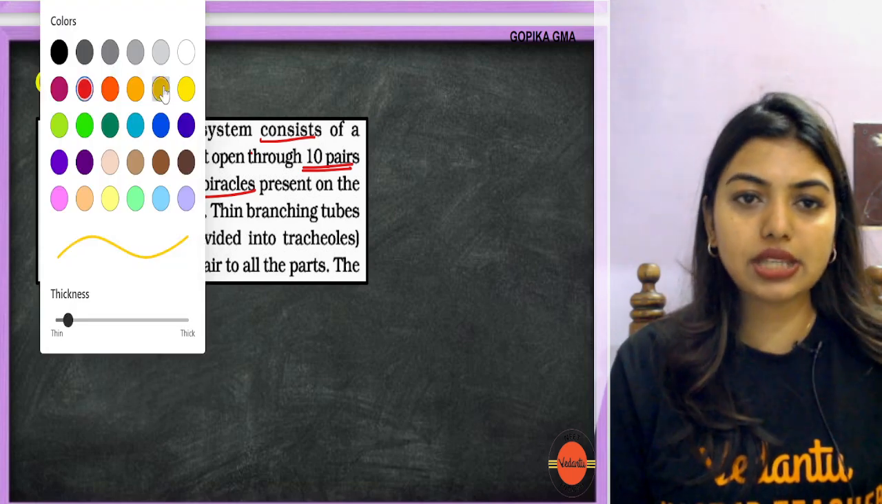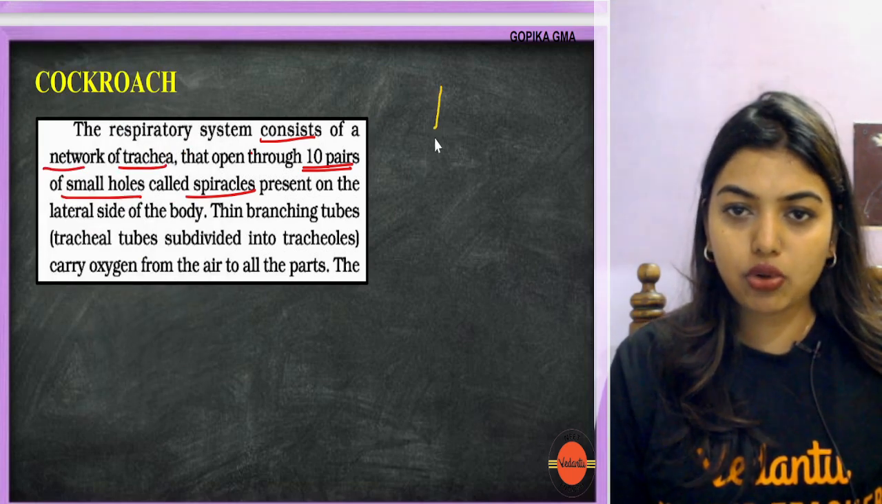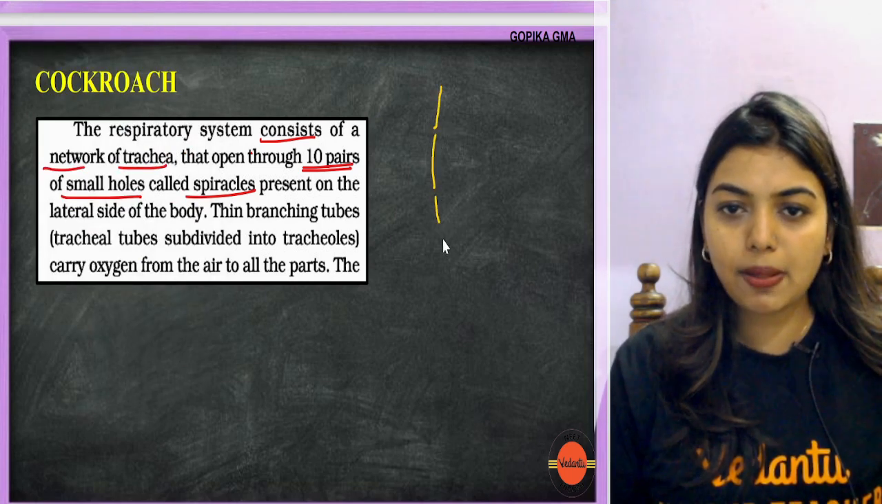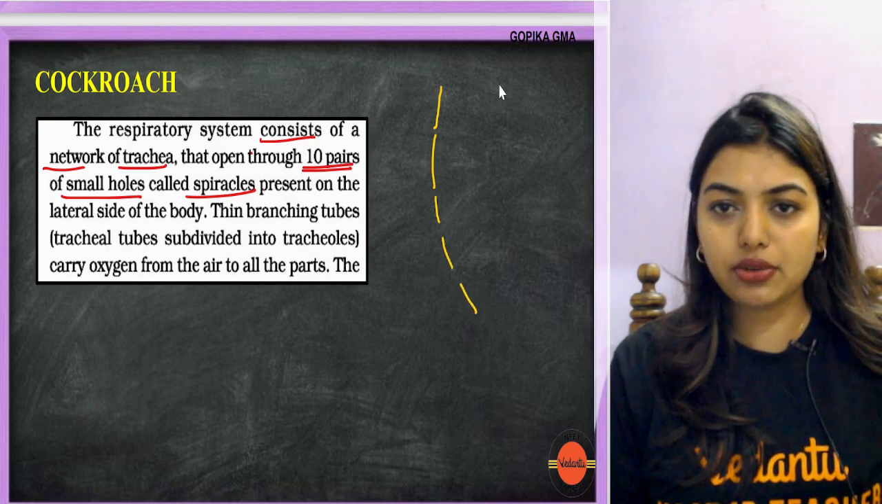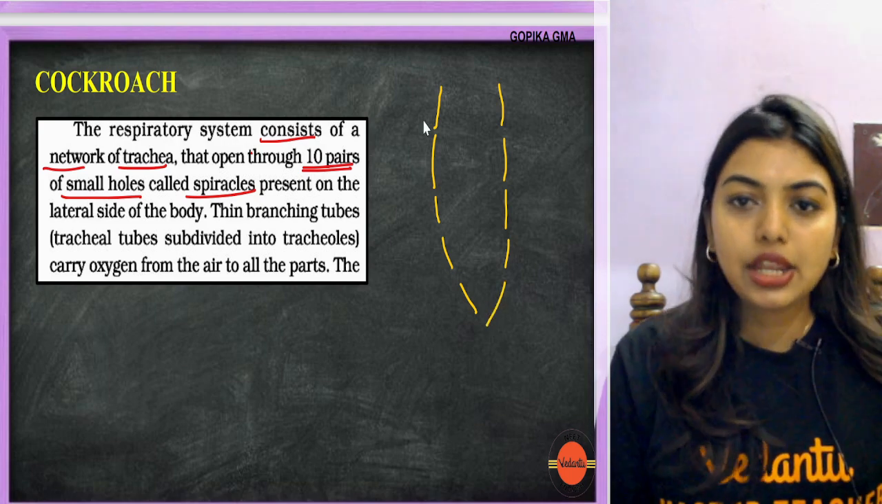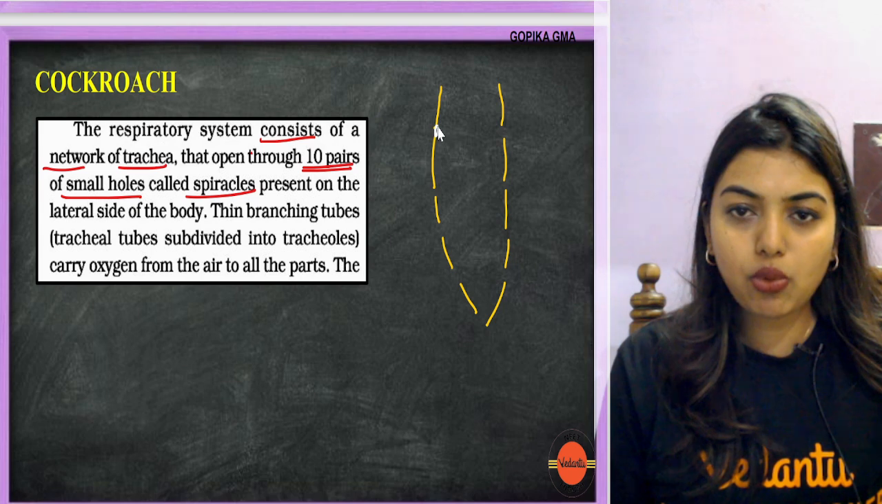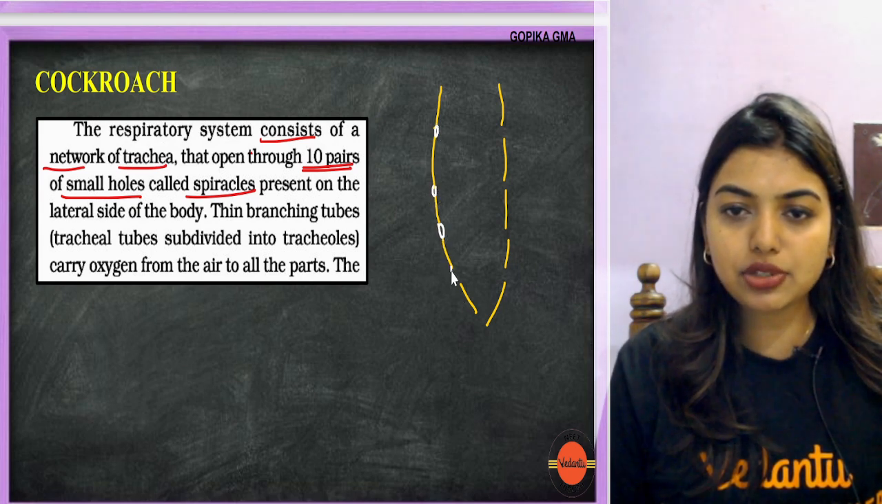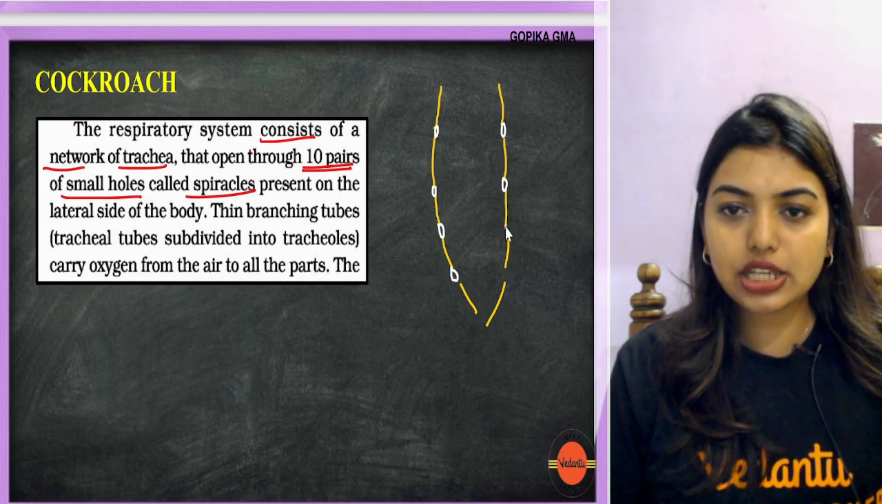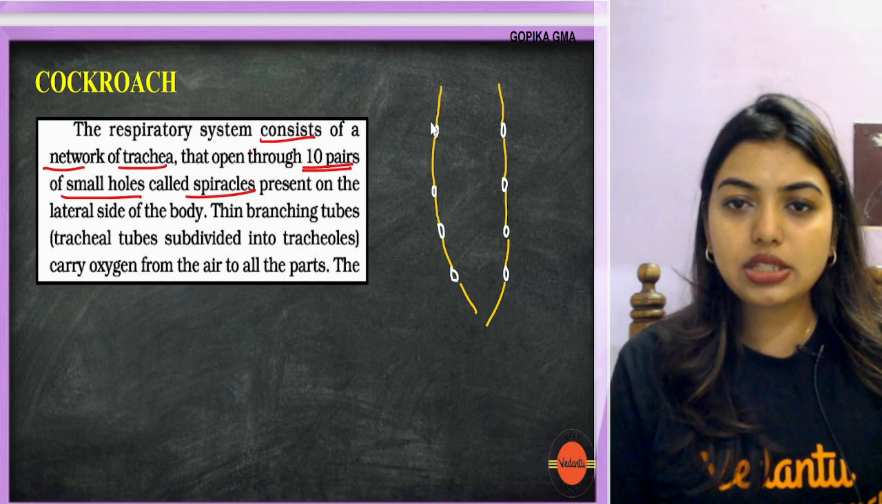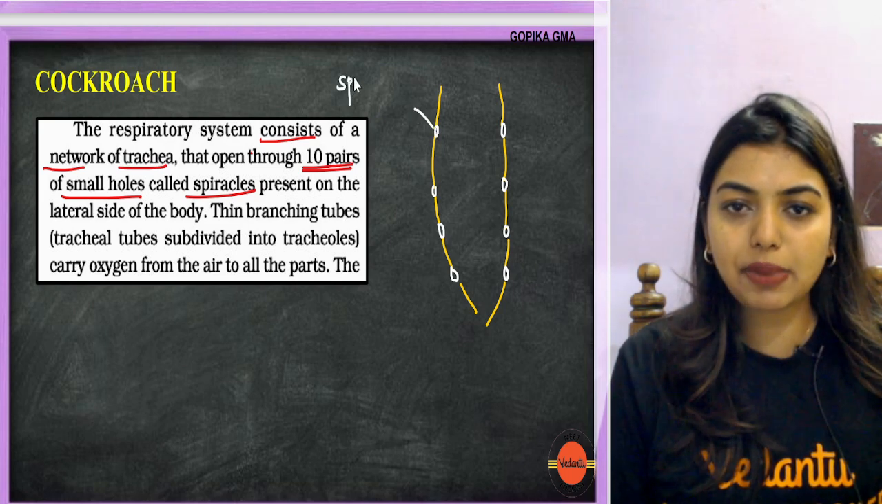So what they're trying to say is, let's imagine this is the cockroach body. Like this, you can see small holes I have left, small pores. So these pores are called nothing but spiracles. Now through this, what is going to happen, students? Exchange of gases is going to happen. So these pores are called spiracles.